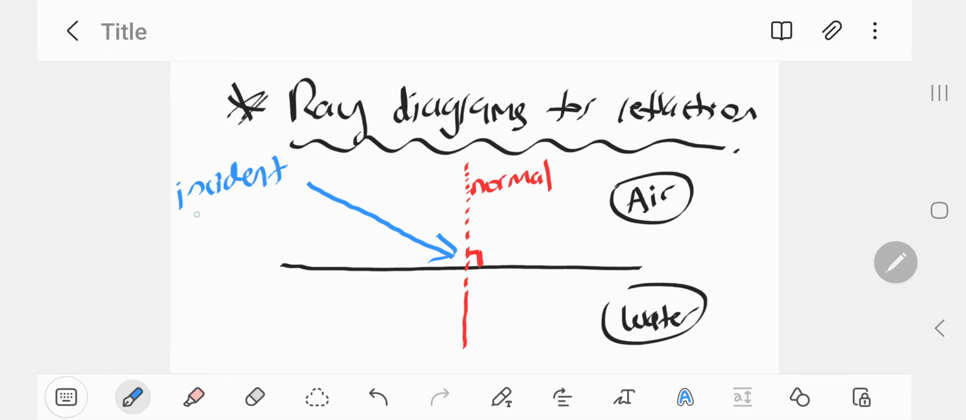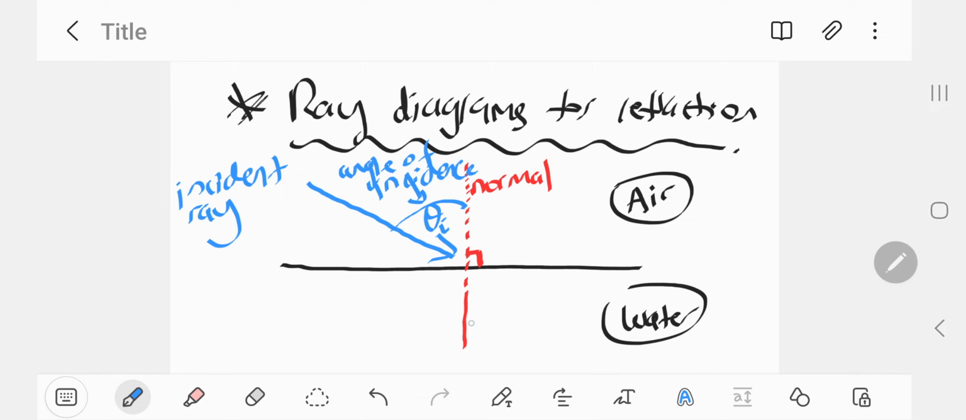Okay, light can be depicted by lines, straight lines. Okay, the arrow indicates the direction of travel. So in this case, it's heading towards the water. And the angle between the incident ray and the normal, we call that theta sub i. That's called the angle of incidence. Theta is used for angles all the time in maths, particularly.